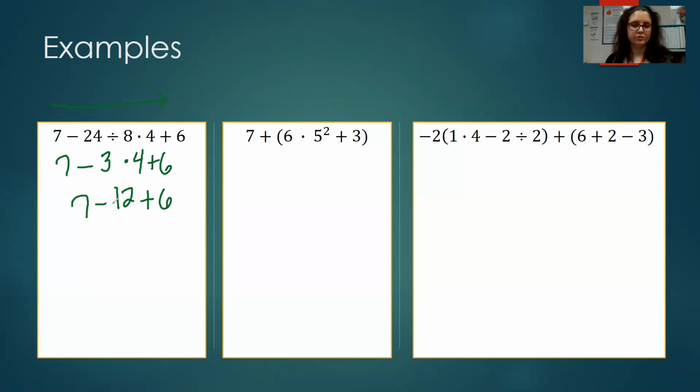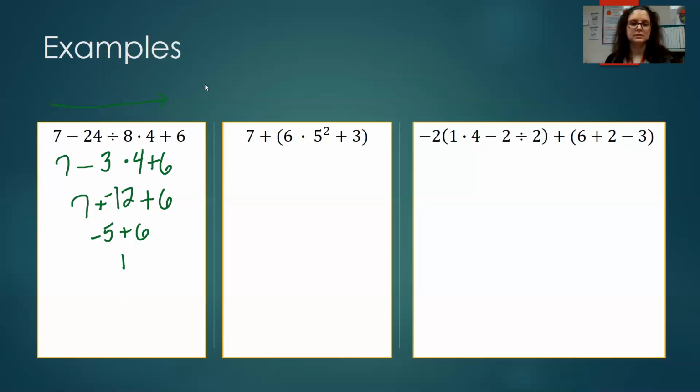7 minus 12, we can do that, but it deals with negatives. It's easier if we turn this into adding the opposite, or your additive inverse, so plus negative. So 7 plus negative 12. My integer rules say different signs subtract. 12 minus 7 is 5. I have more negatives, so I'm going to keep the negative. Now we're adding. Different signs tell me to subtract. 6 minus 5 is 1. I have more positives, so my final answer is positive 1.